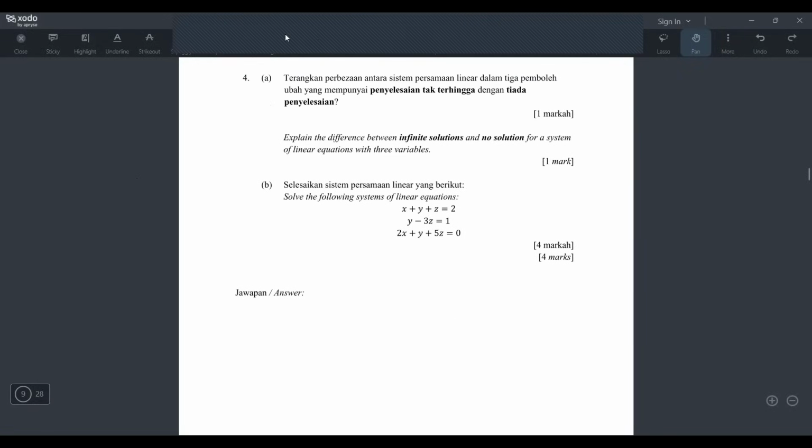All right, let's keep going. This is number 4. I think this is from chapter 3. It's called system of equation, right? Okay, let's read the question. Explain the difference between infinite solution and no solution for a system of linear equation with 3 variables.